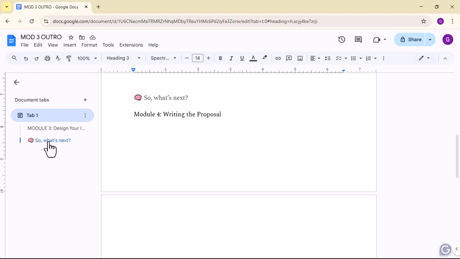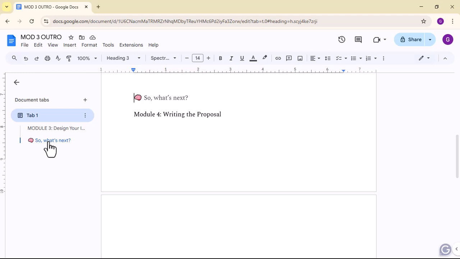What is next is in Module 4, we are going to start writing the proposal. Yes, from Module 1 to 3, we've laid the foundation and we are going to the actual writing. Remember, one of the first things we established in this course is that grant writing is more of planning and less of writing. So it's not just about the writing, it's about planning, and that is very, very important.